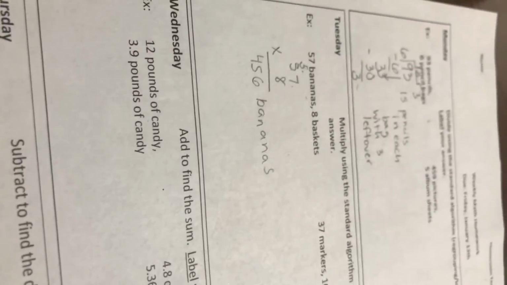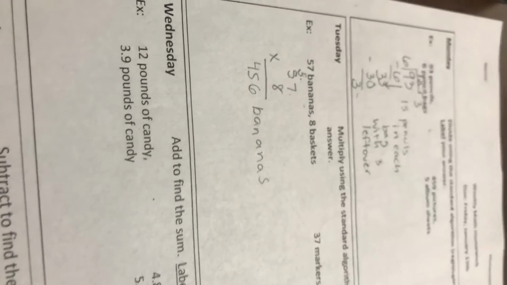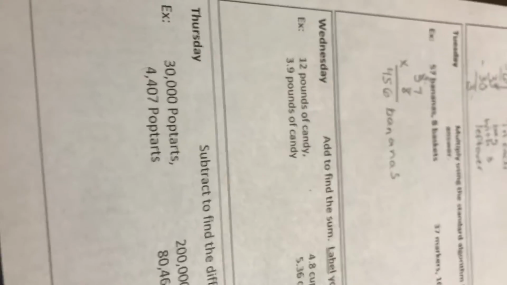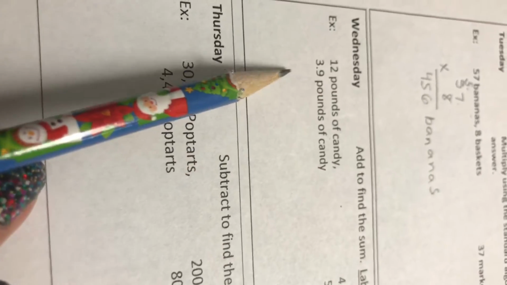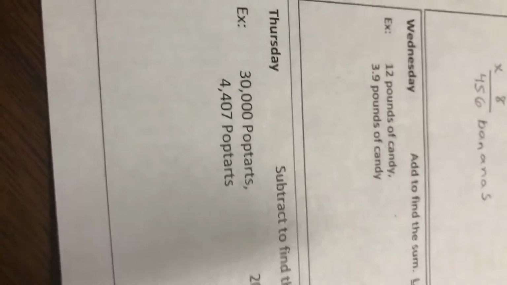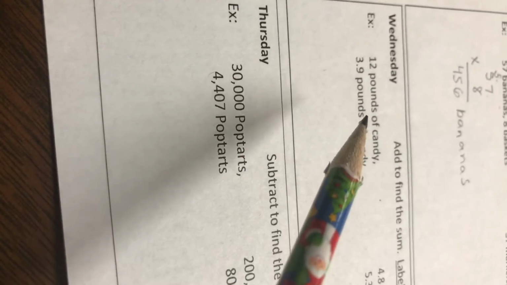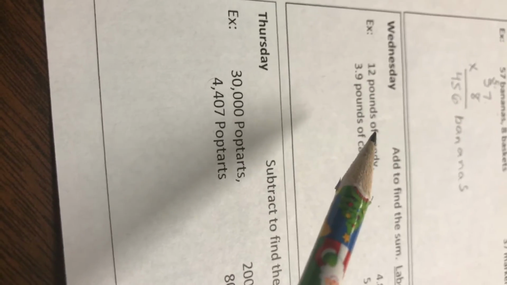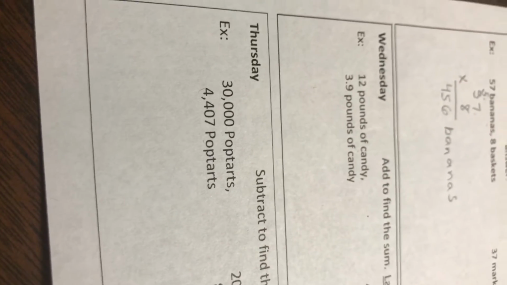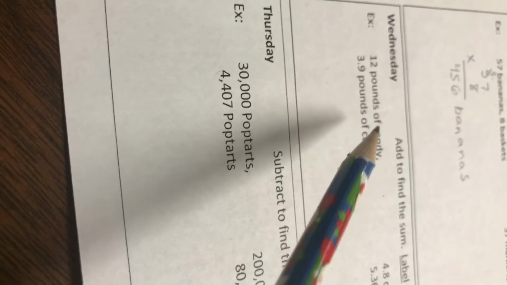456 bananas. Okay. On Wednesday, we are needing to find the sum. And I noticed that when I'm looking at the problems that we have decimals. And we also, again, have to label our answers. So addition's kind of easy, because you can't really add apples to oranges. It's kind of like adding apples to apples or oranges to oranges. So the labels are going to remain the same.